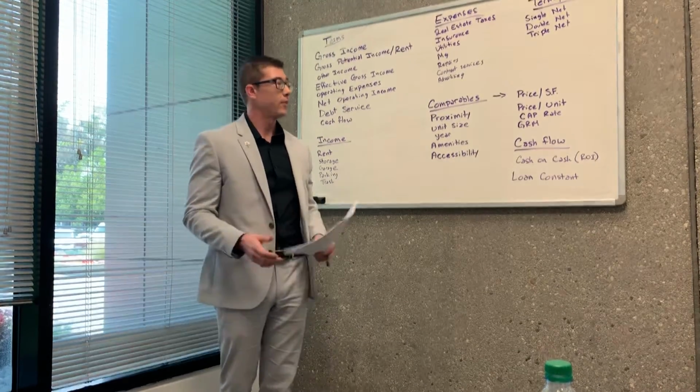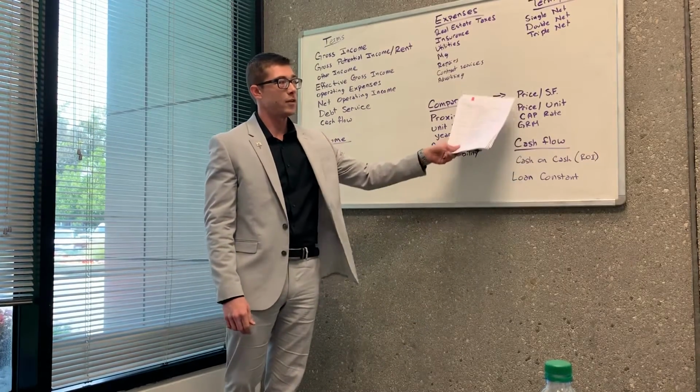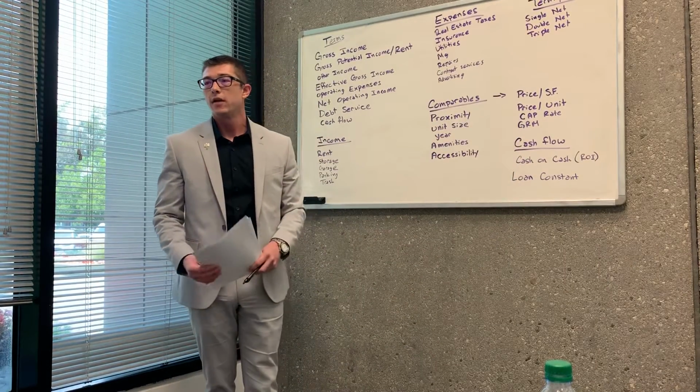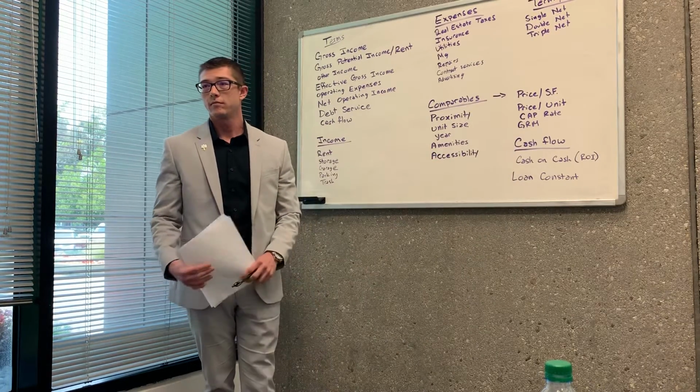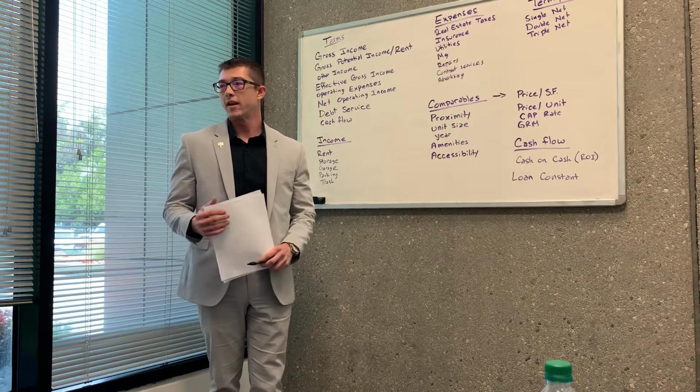So when we're doing multifamily, we're always going to look at price per unit, price per square foot, and the cap rates. And then with, does anyone know what GRM is? Gross rent multiplier. Does anyone know what that number represents?